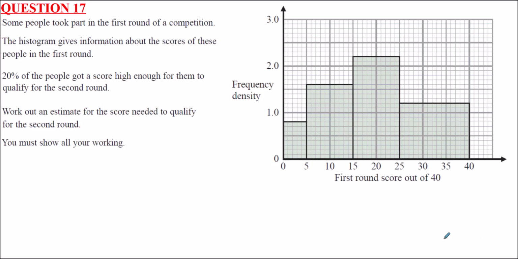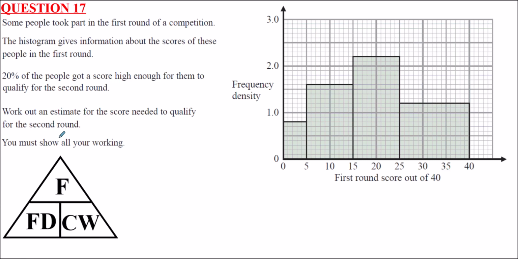Question 17. Some people took part in the first round of a competition. We've got a histogram giving information about the scores of the people in the first round. And apparently 20% of the people got a score high enough for them to qualify for the second round. What we need to do here is use this histogram to estimate the score needed to qualify for the second round, showing all working. Because it's a histogram, we can probably guess this formula triangle is going to be used.